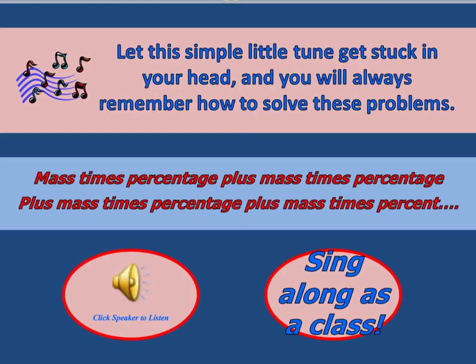Okay, so there's supposedly a tune that someone in the district made up to help you remember what this is. When you come to class, I'll play the tune for you because I don't really know it. But if you just repeat these things to yourself, you'll remember how to solve. It's always mass times percentage plus mass times percentage. So you take the mass, you multiply it by the percentage. You take the other mass, you multiply it by the percentage. You add the two together, and that is how you solve for isotopes.